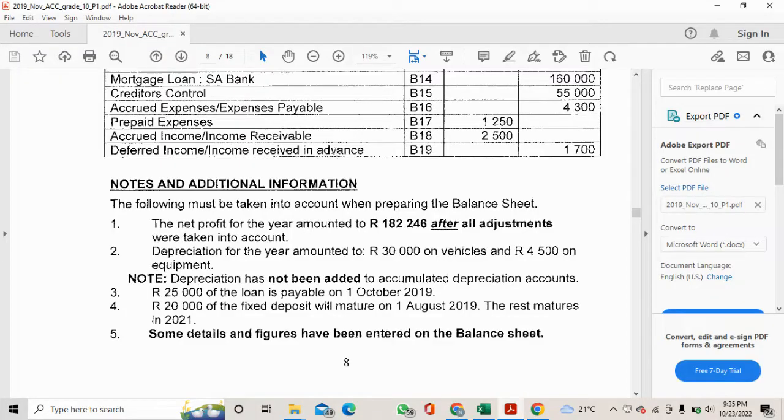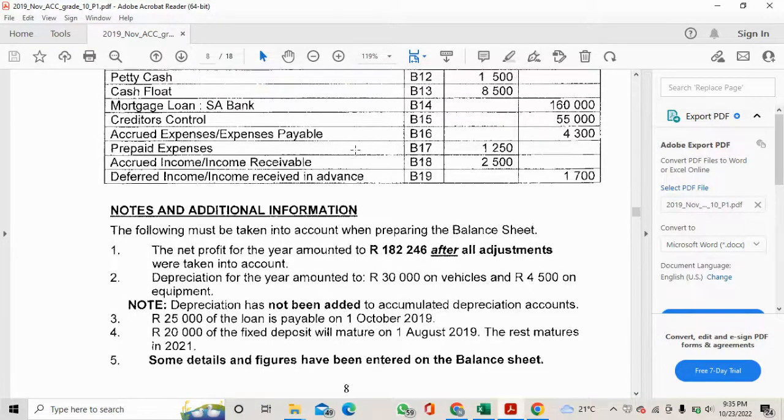They added income received in advance, because if we receive income in advance, it's not an asset, it's a liability. We have to pay back if those people decide that they want a refund, right? We have creditors control, which you can add. And lastly, you're going to have accrued expense. You know what the accrued expense is? It is the expense that we were supposed to have paid for but we did not pay for. So we add these three, then we get that 86,000.